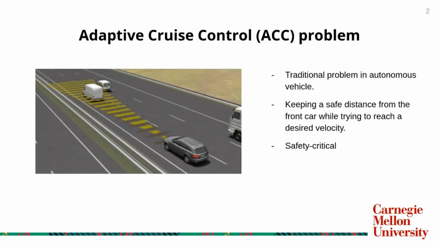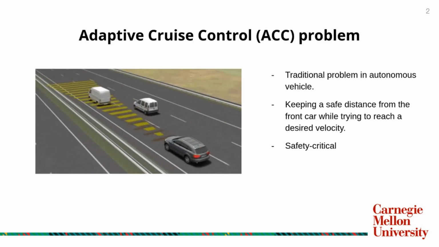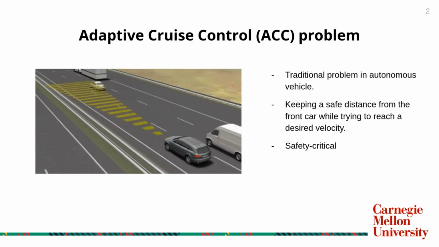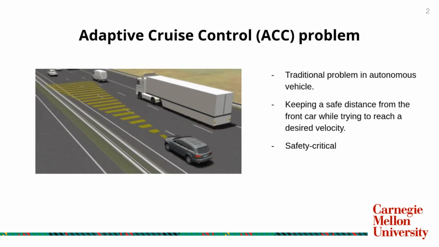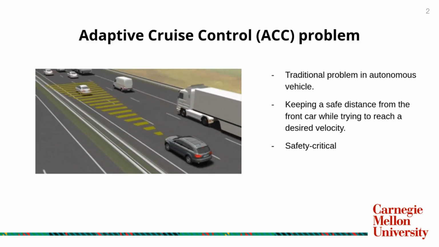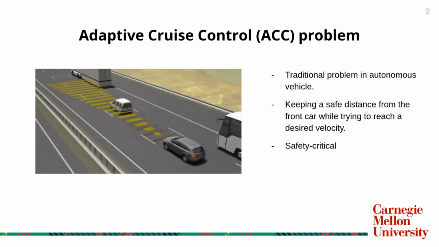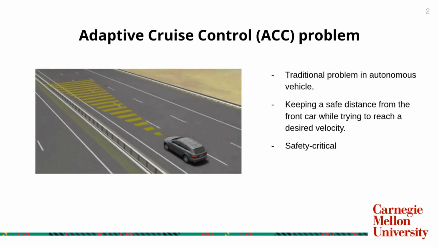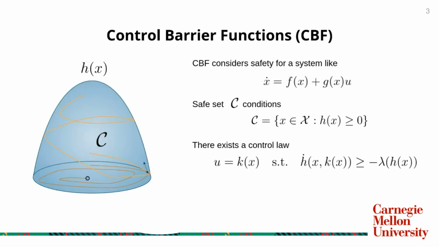Adaptive cruise control is a traditional problem in autonomous vehicles. It consists of keeping a safe distance from the front car while trying to reach a desired velocity. This problem is safety critical because in case the safe distance is not accomplished, it could provoke a collision between the vehicles.